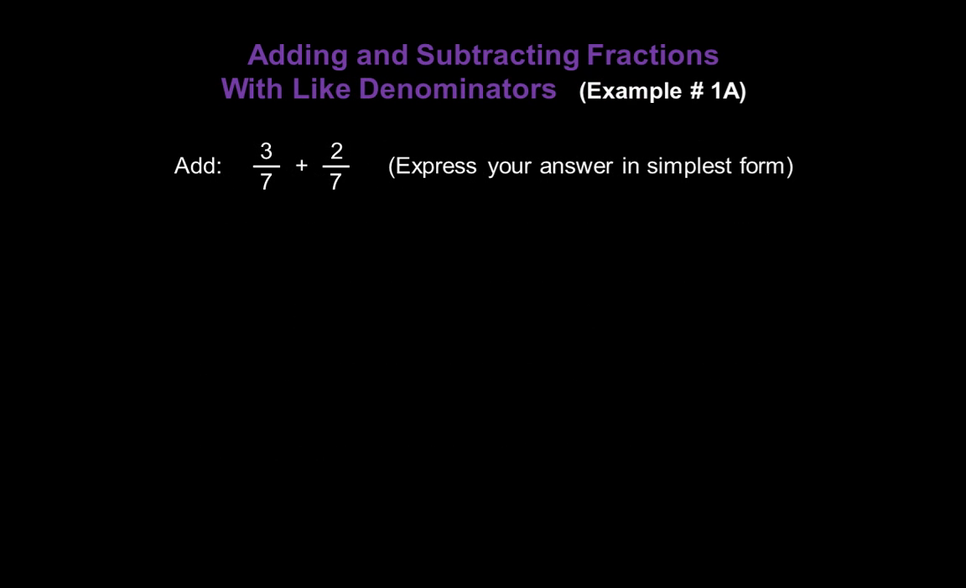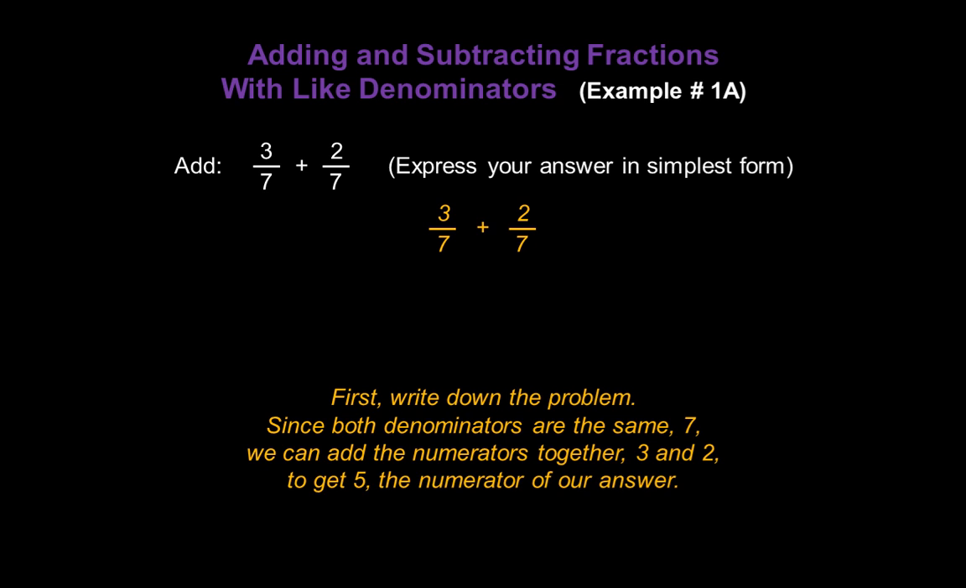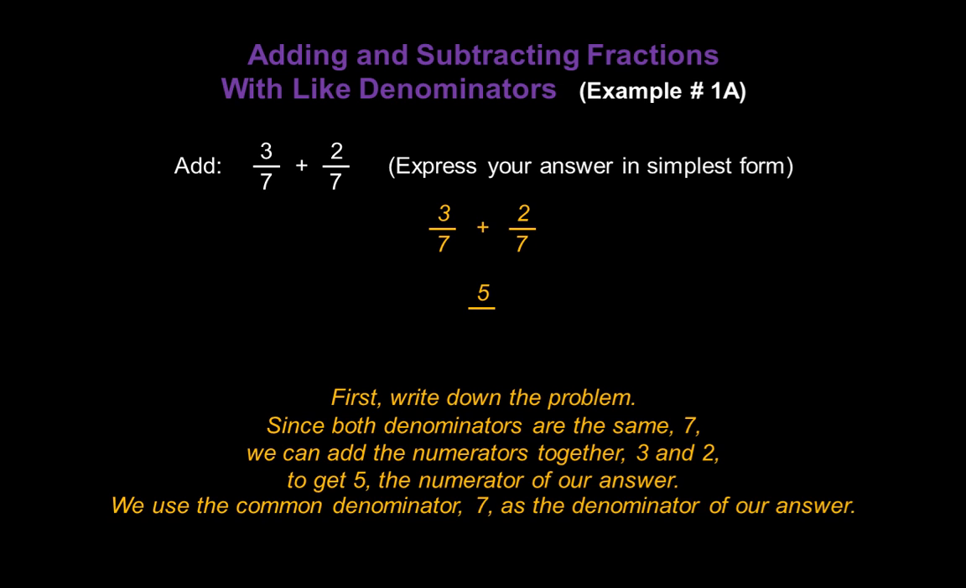Let's look at some examples now of adding and subtracting fractions with like denominators. Let's add 3/7 and 2/7 together and express the answer in simplest form. First, write down the problem. So I'll write down 3/7 plus 2/7. Since both denominators are the same, both are 7, that means we can add the numerators together right now, the 3 and the 2. That's going to give us 5, and 5 will be the numerator of our answer. And we use the common denominator 7 as the denominator of our answer.